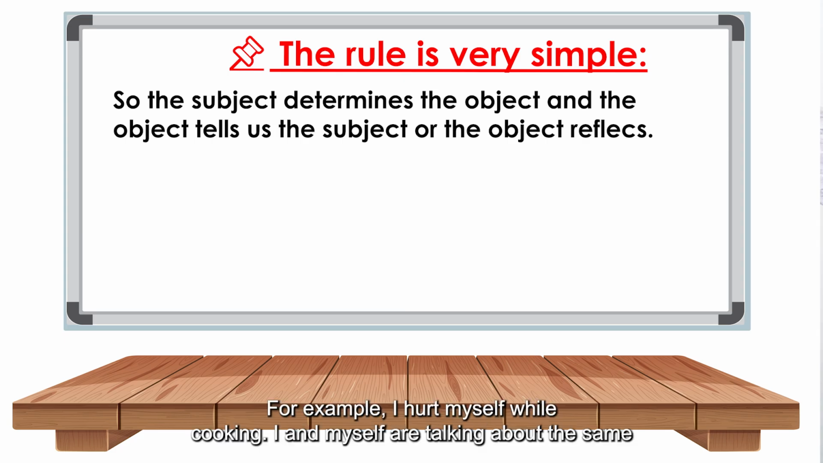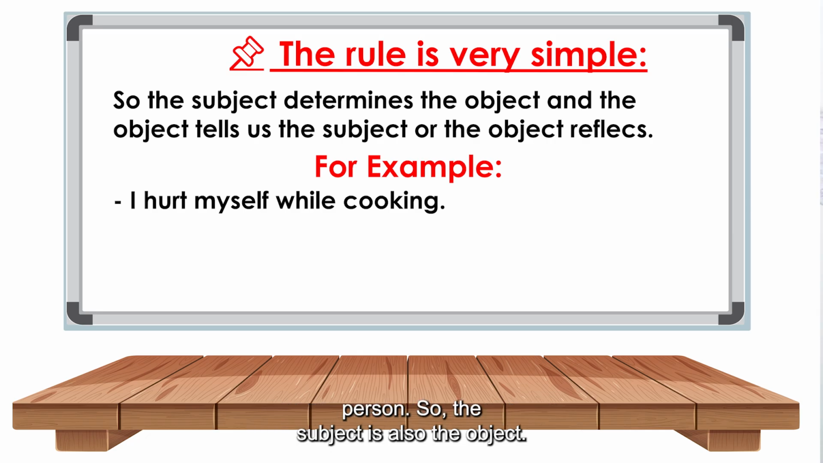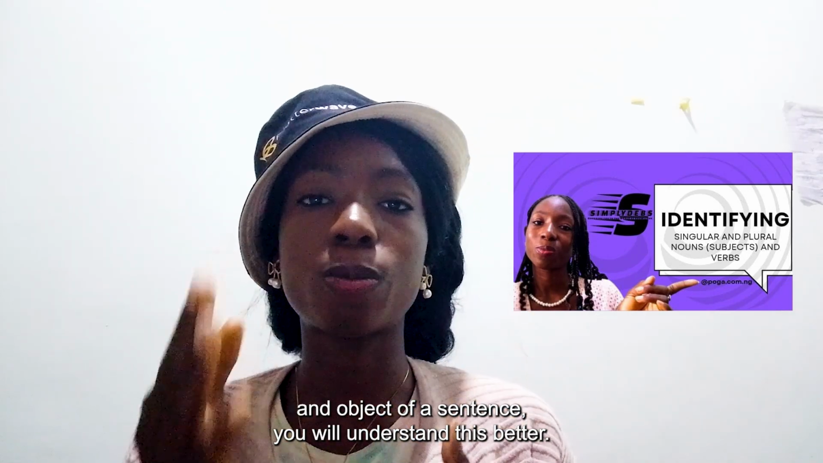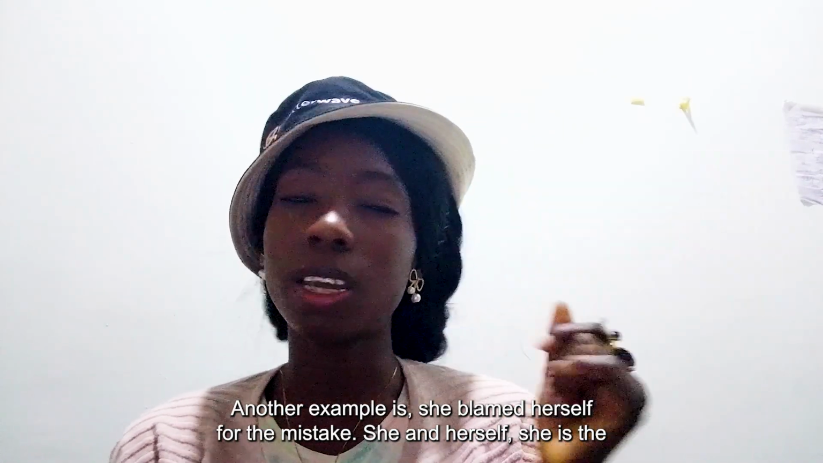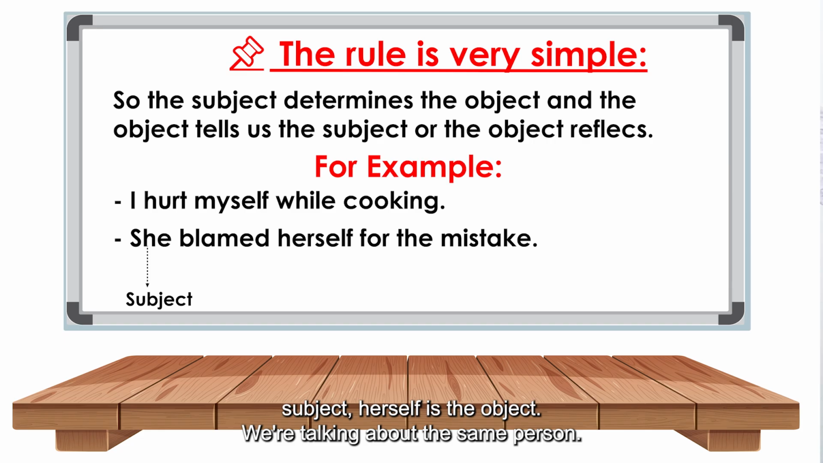Do you understand that? For example, I hurt myself while cooking. I and myself are talking about the same person, so the subject is also the object. If you refer back to my video on identifying subject and object of a sentence, you will understand this better. Another example is, she blamed herself for the mistake. She and herself, she is the subject, herself is the object. We're talking about the same person.